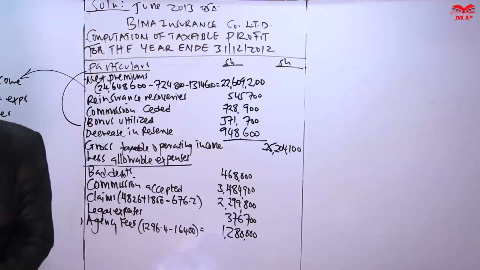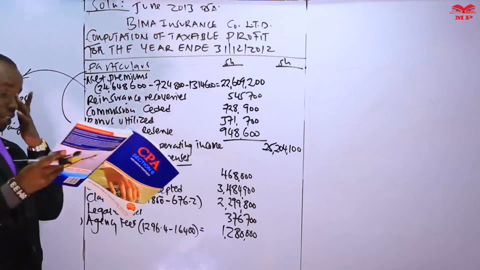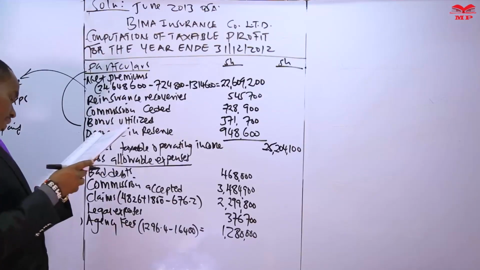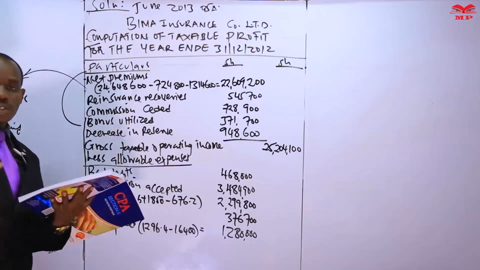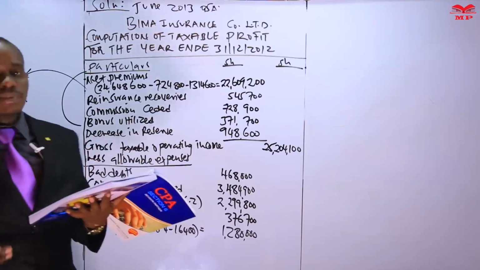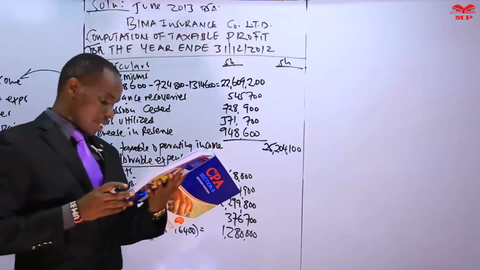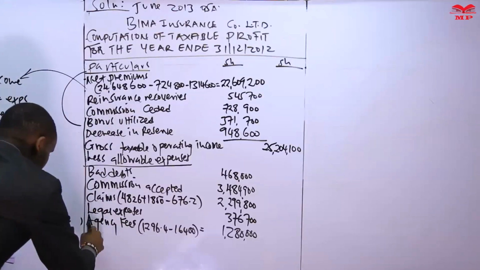Then the other allowable cost, we have foreign exchange loss. Foreign exchange loss is only allowable if it is realized. If it is not realized, it is not deductible. Then we have management fees.